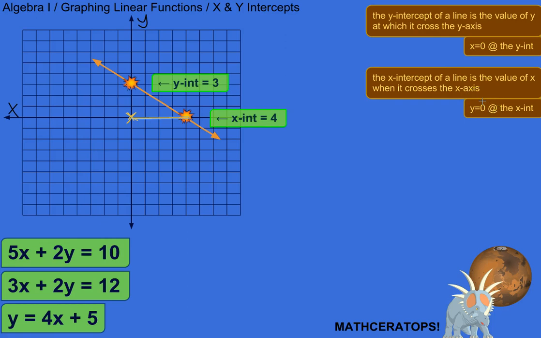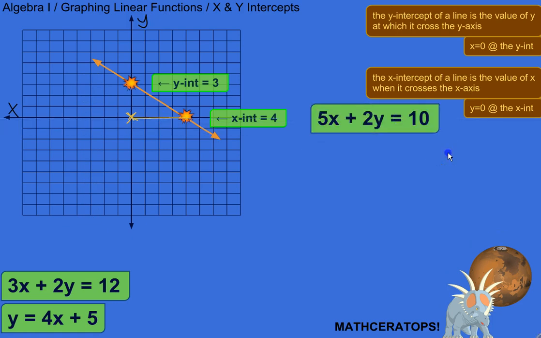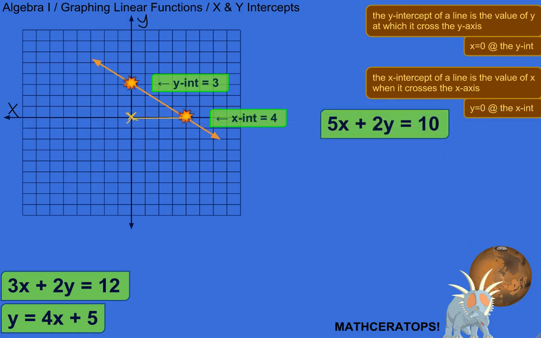Okay, so let's do a couple of examples. Here I've got the equation for a line, and it's in the standard form. I'm going to find the y-intercept, the value of y when the line crosses through the y-axis, and I'm going to find the x-intercept, and I'm going to plot both of them on the coordinate plane, and I'll connect them, and then I've graphed this line. So at the y-intercept, x is 0.